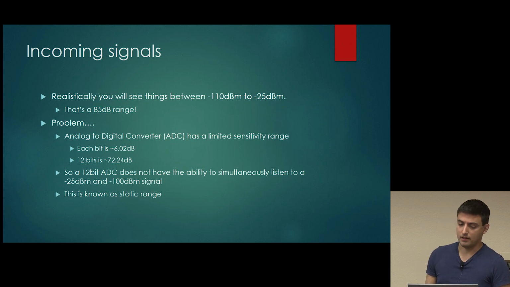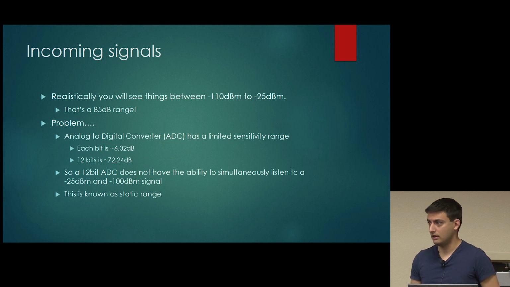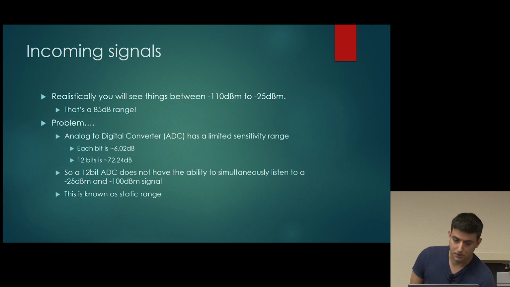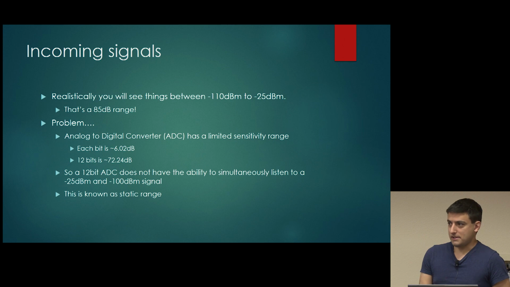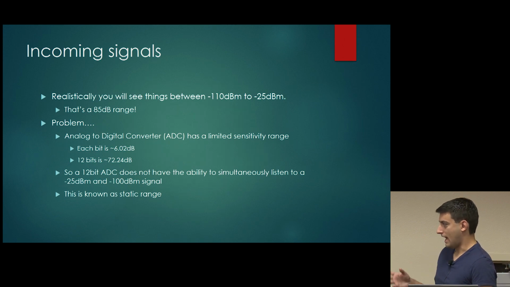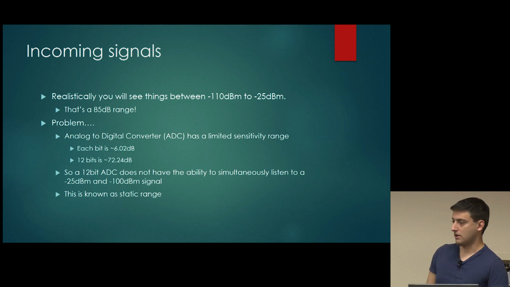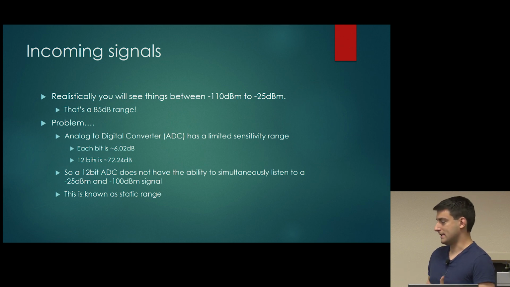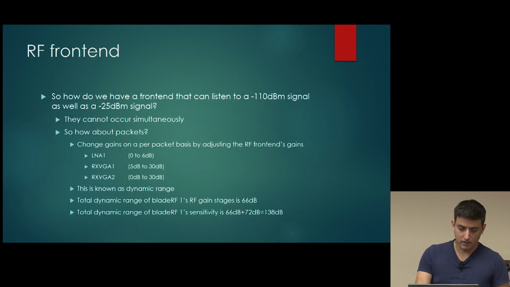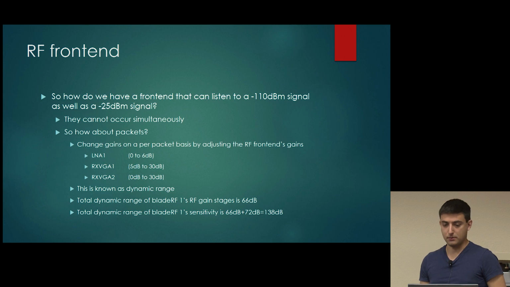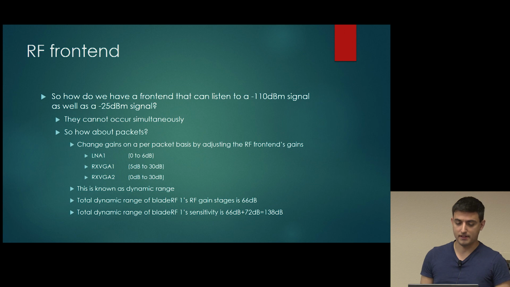With each bit having roughly about 6 dB of dynamic range associated with it, that's about 72 dB of dynamic range. So it's not exactly possible to have a gain setting where you can have signals that are coming in at minus 25 dBm and minus 100 dBm be simultaneously visible to you. So how do we get a front end that can listen to a minus 110 dBm signal as well as a minus 25 dBm signal? The answer is obviously an AGC.